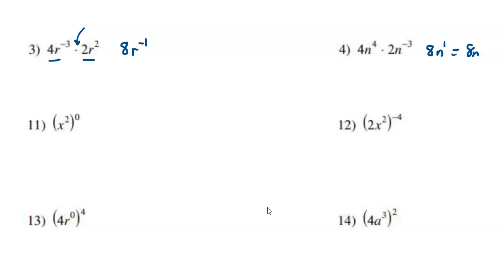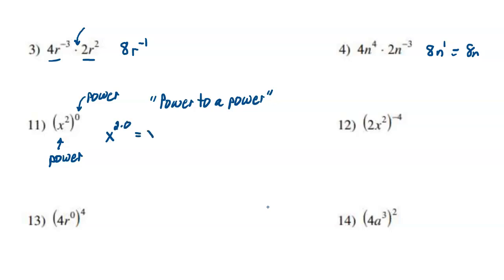Okay, now number 11 changes the structure. This time we're not multiplying monomials together. What we have is a power, specifically x to the second power, and that power is being raised to another power. This structure is called a power to a power. To raise a power to a power, you multiply the exponents. So the answer is x to the 2 times 0, which is x to the 0 power.